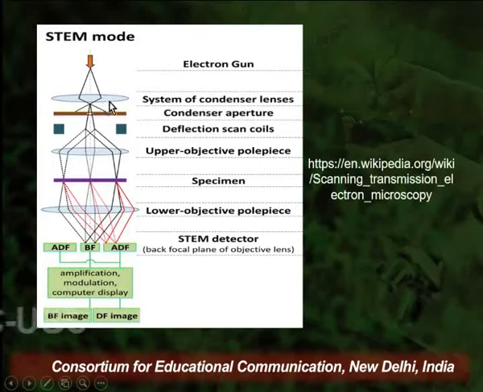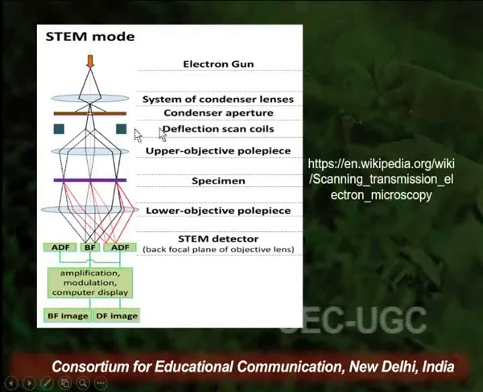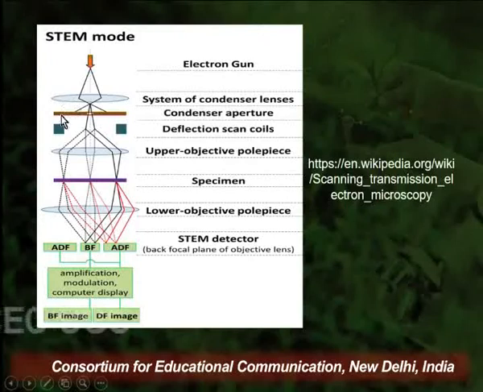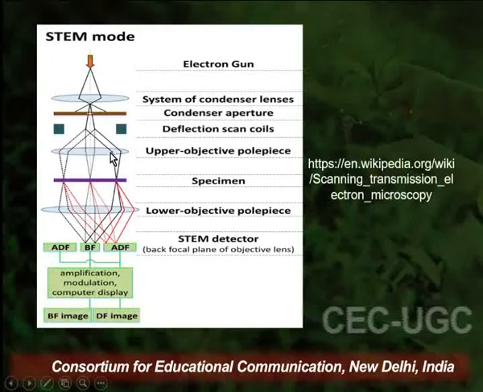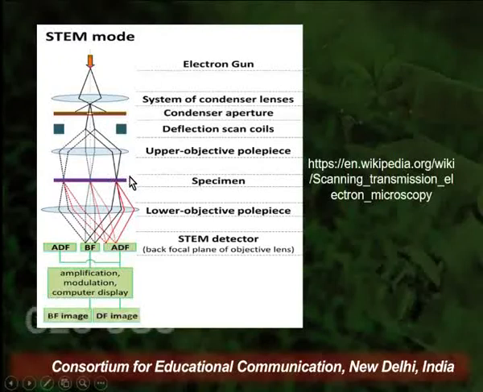So this is a diagrammatic representation of scanning transmission electron microscope, where electron beams are generated from the electron gun. Then they pass through a system of condenser lenses, then condenser apertures. They are focused with a deflection scan coil, and then they pass through the upper objective pole piece, and then these beams pass through the specimen.